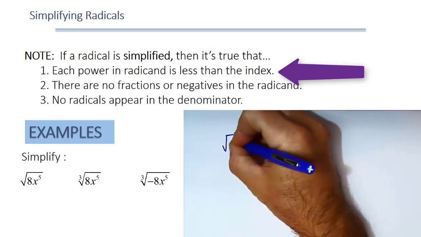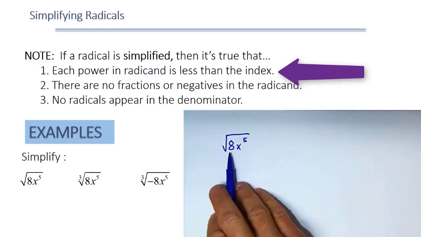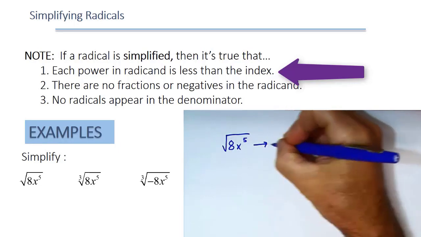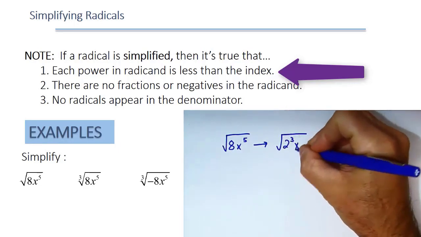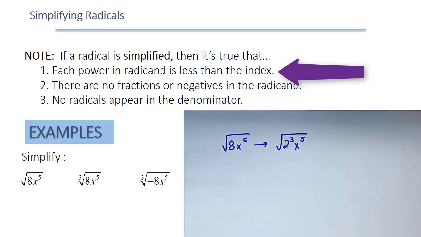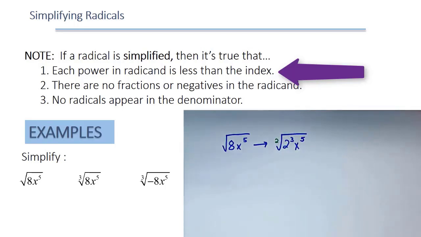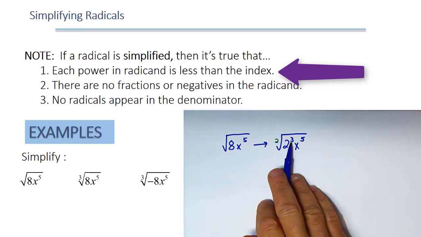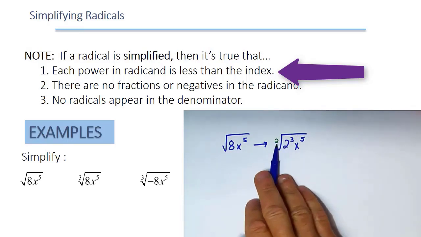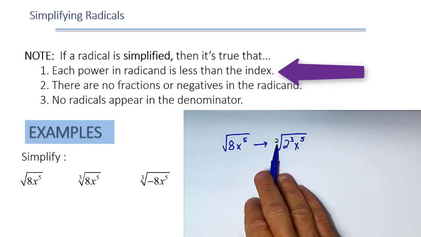So if we start out with the square root of 8x to the fifth, as we've seen before, we always like to represent numbers as powers. So we're immediately going to change that to the square root of 2 to the third x to the fifth. Now, what's the index on this root? This is a square root, so the index is 2, right? We don't usually write that, but I'm going to for a minute. This is not simplified because our exponent, or our power, is bigger than the index. That should never be the case. Any powers inside the radicand have to be smaller than 2.